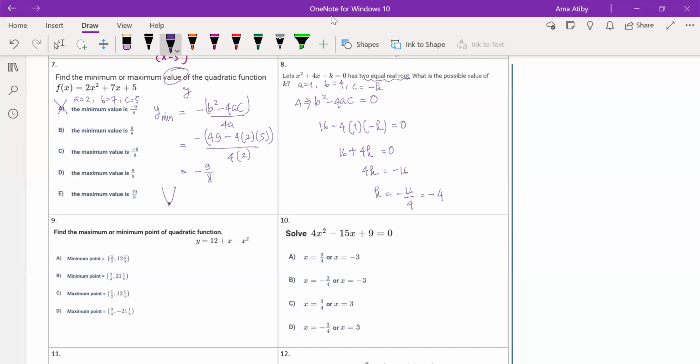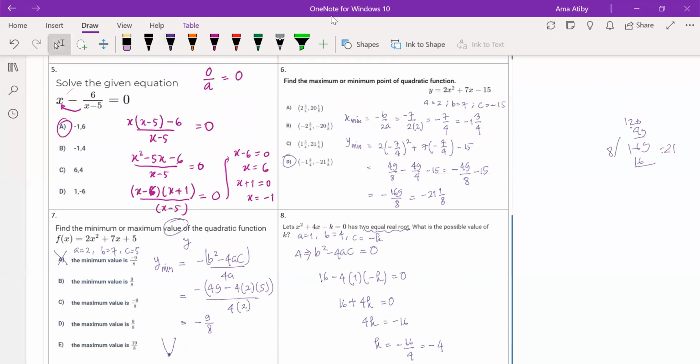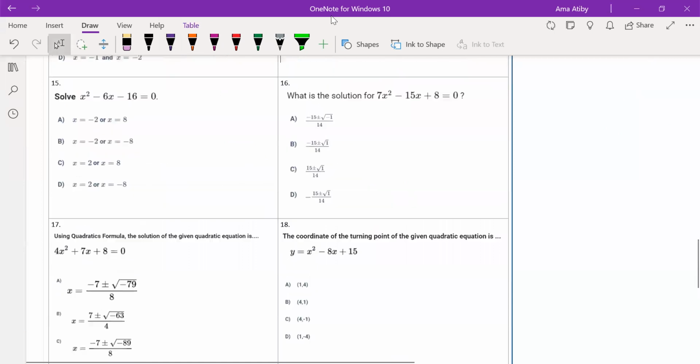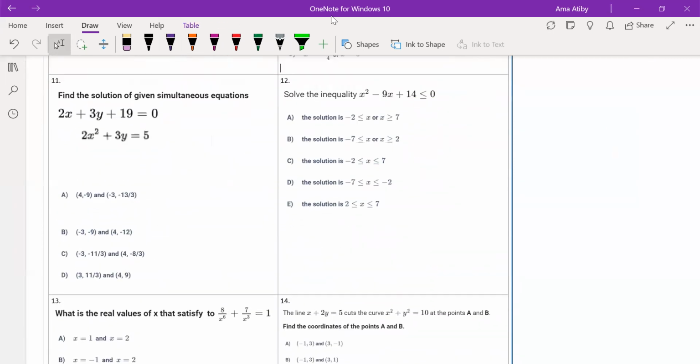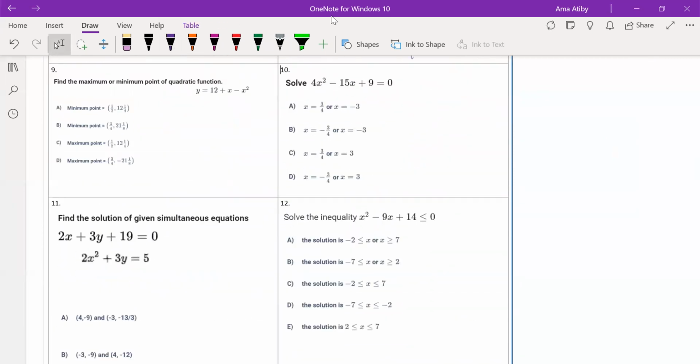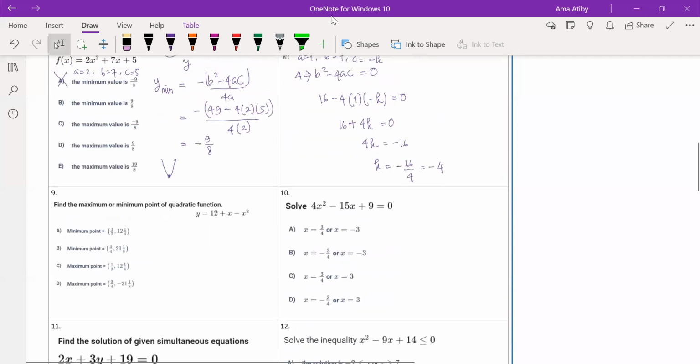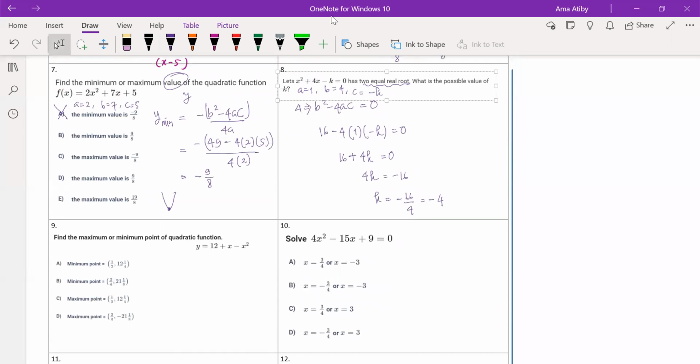Okay, so now let's move on to question number 9. Find the maximum or minimum point of a quadratic. Again, this is quite the same as question number 7. I just want you to practice this by yourself, so I will not explain this anymore.